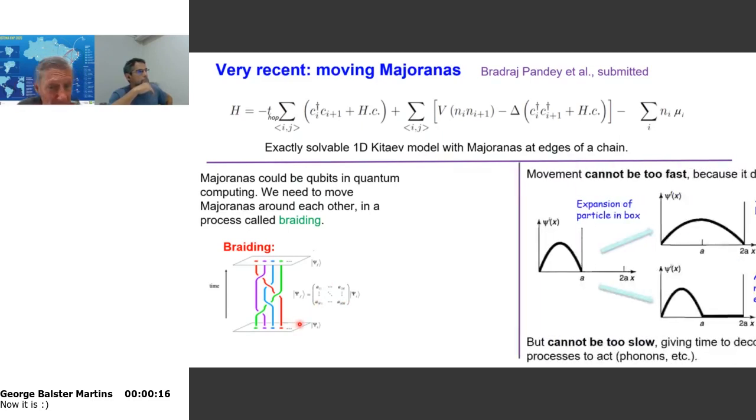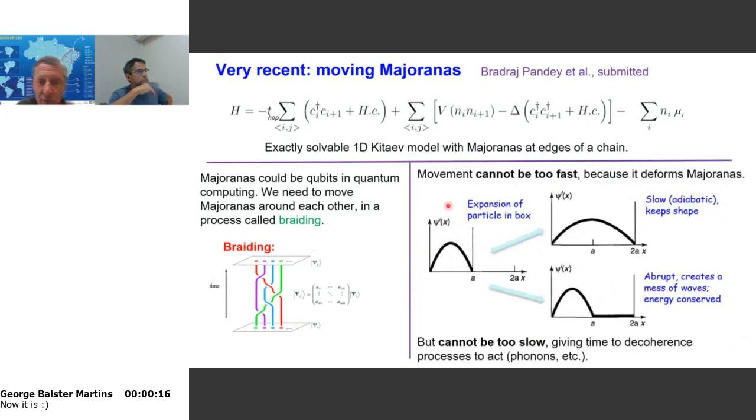But there are a few problems. If you try to move the Majoranas too fast, then they essentially become deformed. So this is extracted from the book of Griffiths, Introduction to Quantum Mechanics. If you have, for example, the ground state of the infinite square well, which is a sine function between 0 and a, and you expand this wall into 2a, you can do it very slowly, and they refer to that as an adiabatic process.